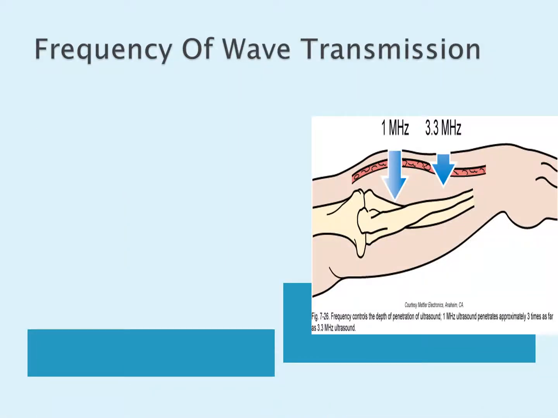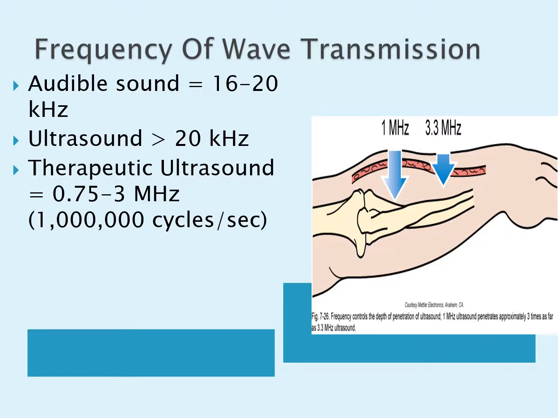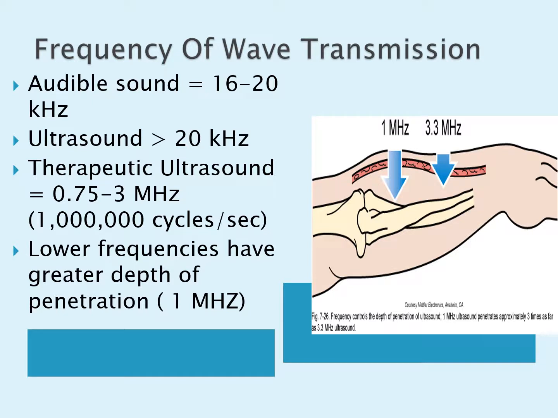So frequency of wave transmission: the two different frequencies we have come in the 1 megahertz or the 3 megahertz. Audible sound operates in about the 16 to 20 kilohertz range. Ultrasound is in the greater than 20 kilohertz range, which means, again, you don't hear anything. Therapeutic ultrasound is 0.75 to 3 megahertz or over 1 million cycles per second.